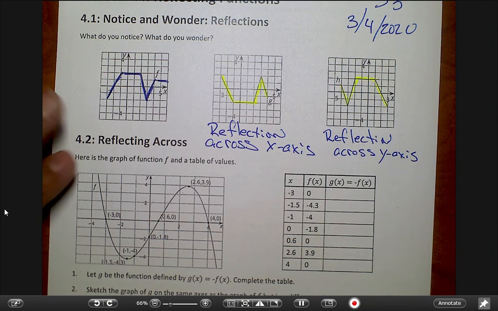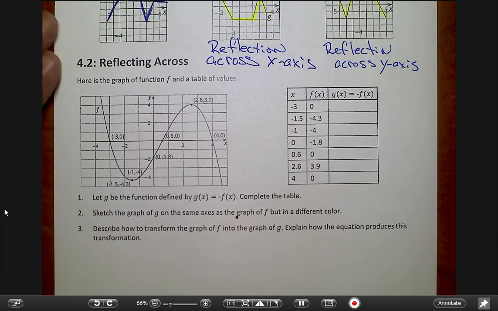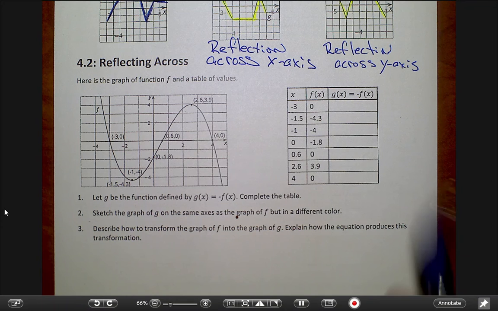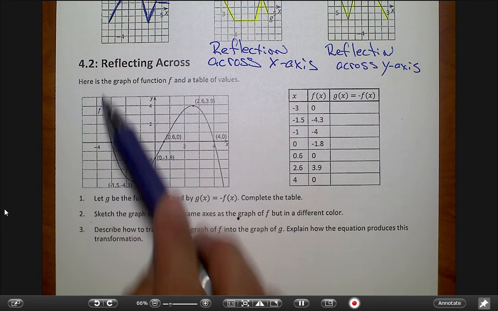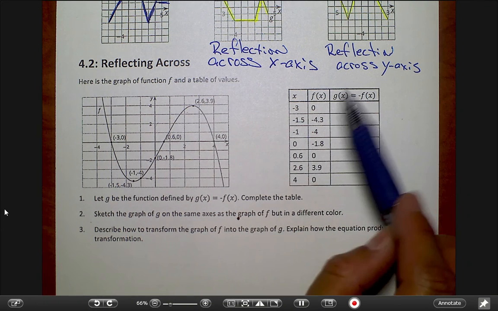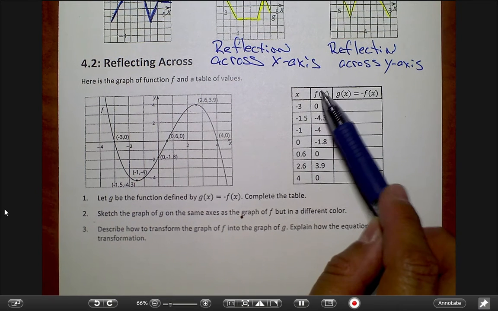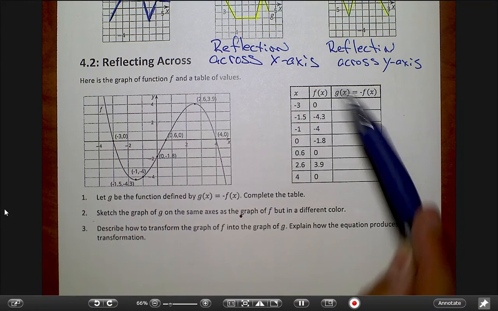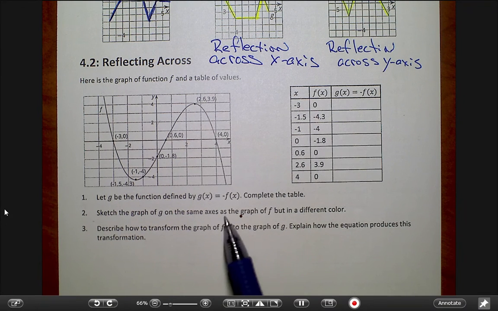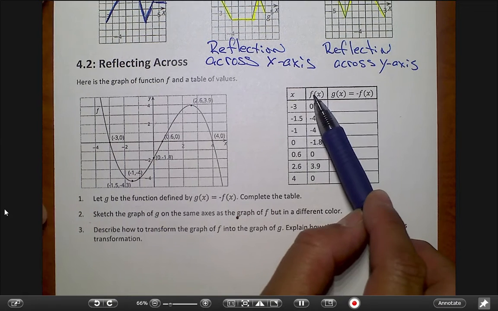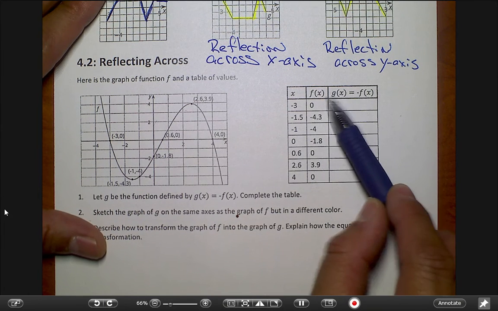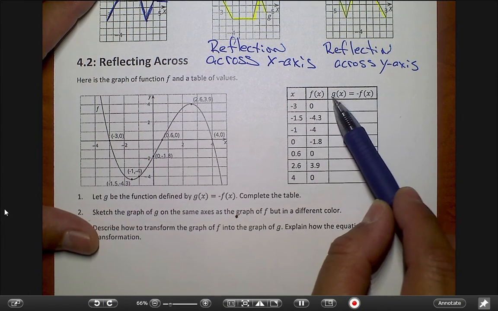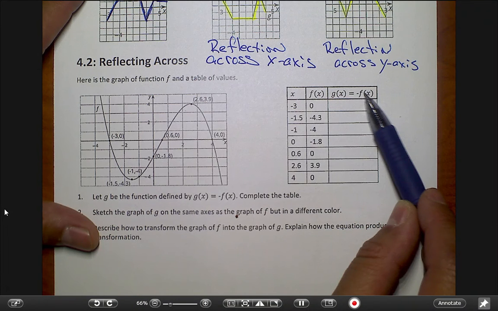All right, there are my reflections. Now we're going to do a reflection here, and we're going to do all this together. These are my x values on my function. f of x gives my y values, the y values named function f. We're going to get a new function, which we'll call function g. To get function g, I'm going to take f of x and do what to it?